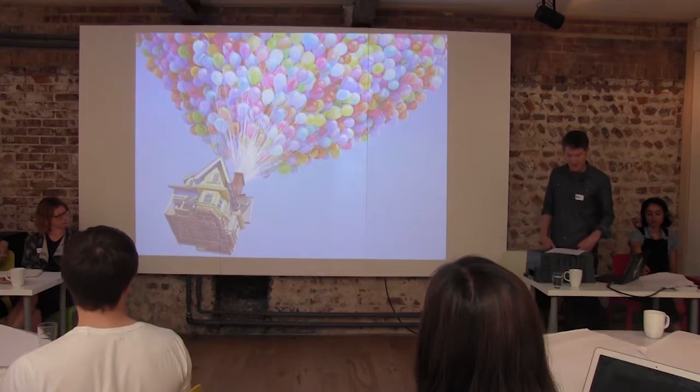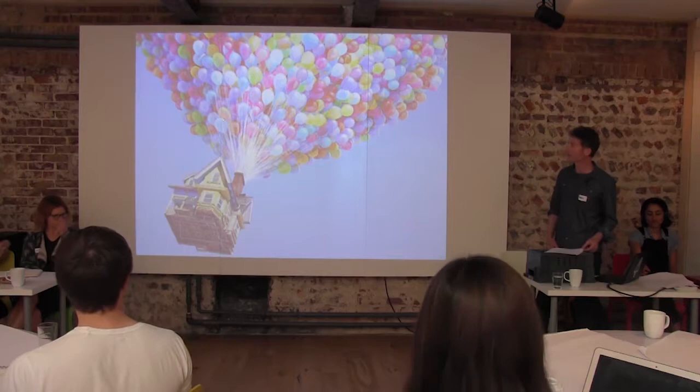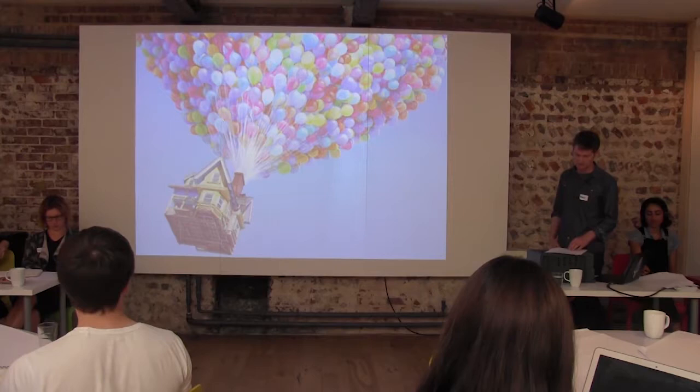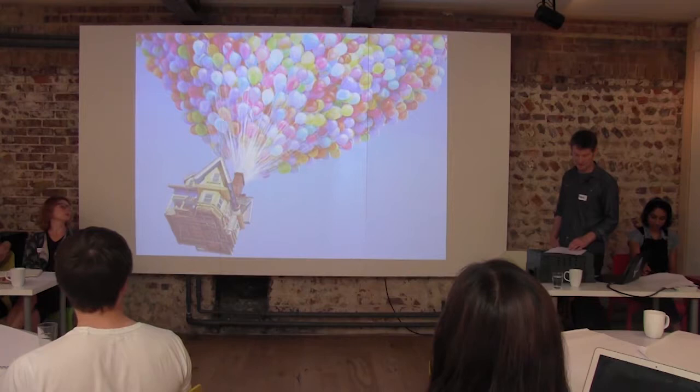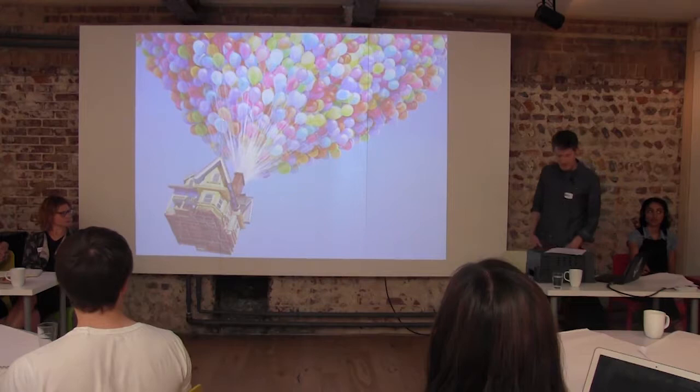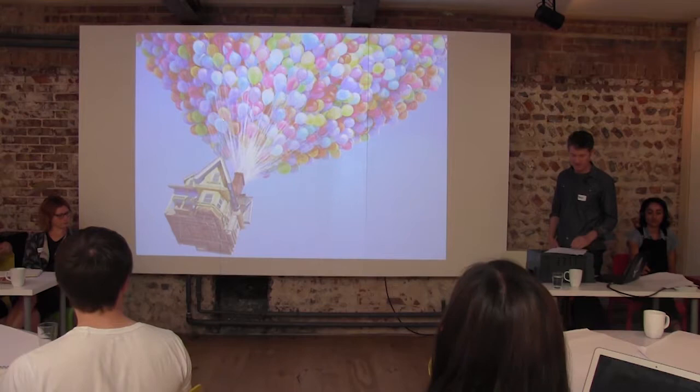He attaches thousands of helium-filled balloons to his home, constructing a device for traveling that carries Carl and an unintended passenger, a young, over-eager Boy Scout named Russell, almost all the way to Paradise Falls. Before the end of the film, Carl and Russell have various encounters with a rare bird, which they named Kevin, and a long-lost explorer from the golden age of airship travel who has become obsessed with finding proof of the existence of this bird and feels aggrieved that Carl and Russell might prevent him from doing so.